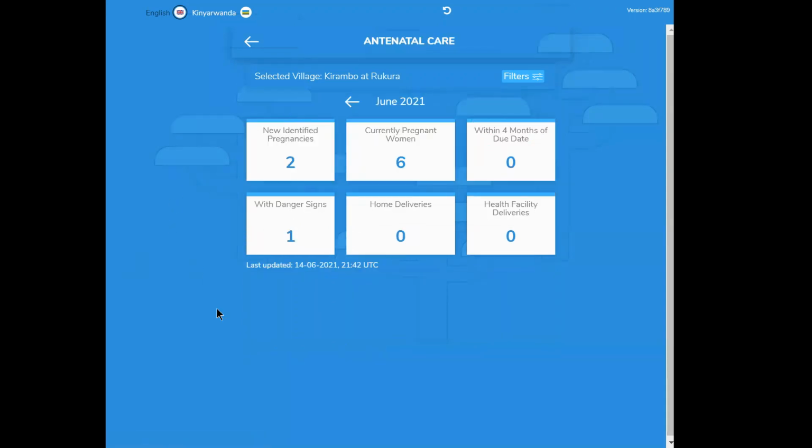Now she can go into antenatal care and see much more detail regarding the number of newly identified pregnancies in this month, those who are within 4 months of their due date, and those with danger signs. She can also see for the month of May.